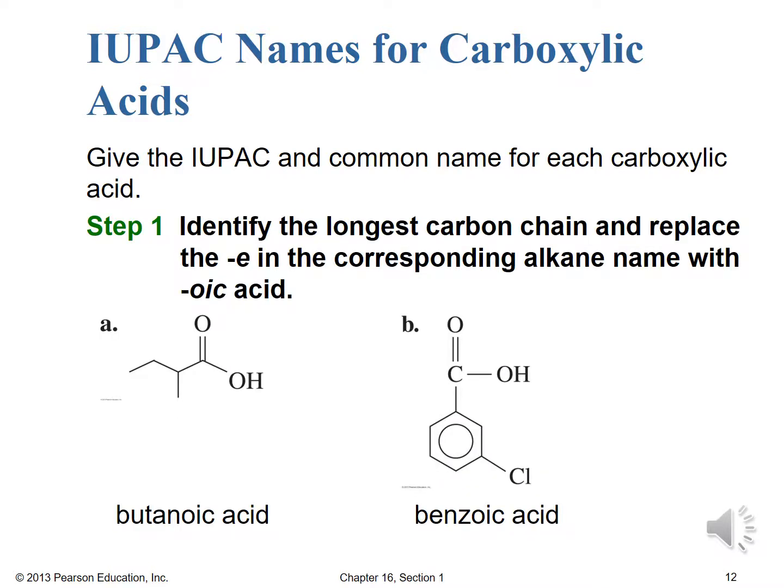Okay, so step 1 there, we're looking at the longest carbon chain, and so for A, the single longest chain that includes that carboxyl group is 4 carbons long, so it is a butanoic acid. For B, we're not looking for a chain here. We're looking at the fact that we've got an aromatic ring there that the carboxyl group's bonded directly to, so we're looking at a benzoic acid in case B.